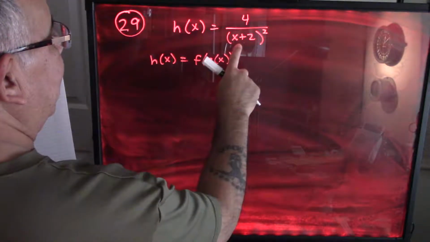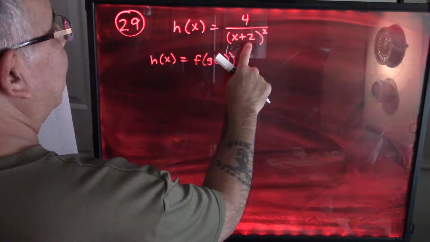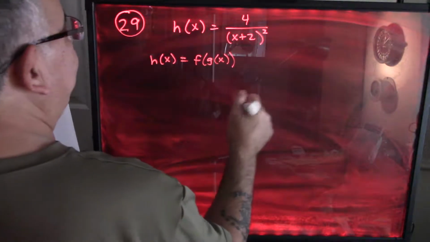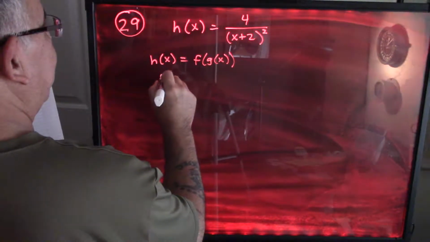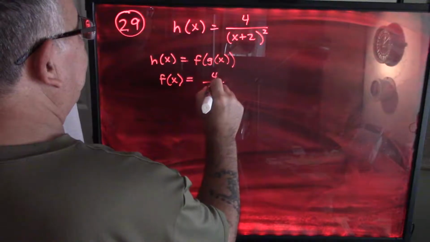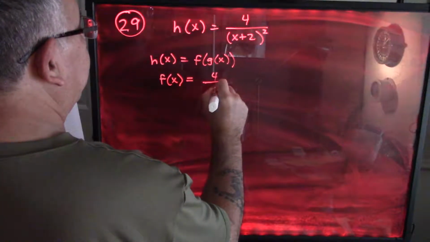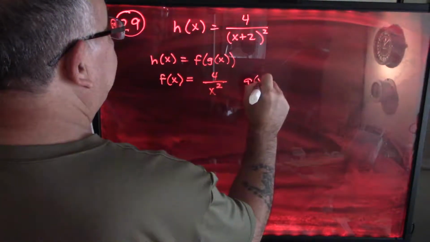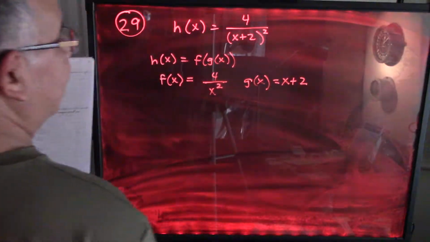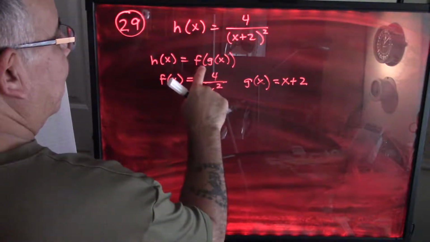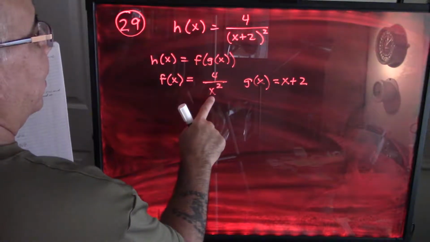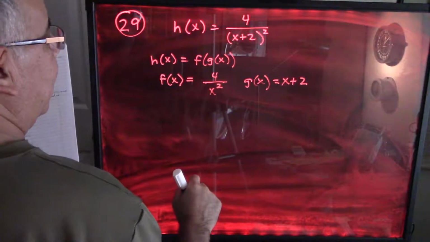So if you took x plus 2, you could go like this. f of x is 4 over x squared, and g of x is x plus 2. That's one way of doing it. All right. So if you take f composed with g, that would be f of x plus 2, and then plug the x plus 2 here, and you would get that.